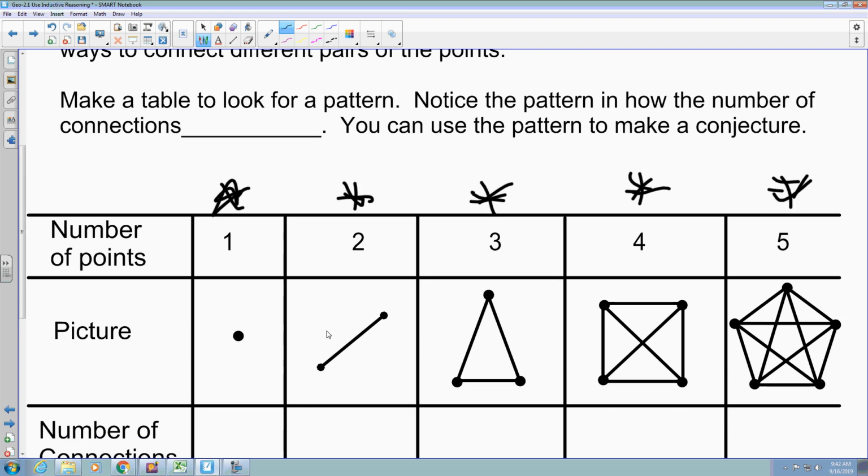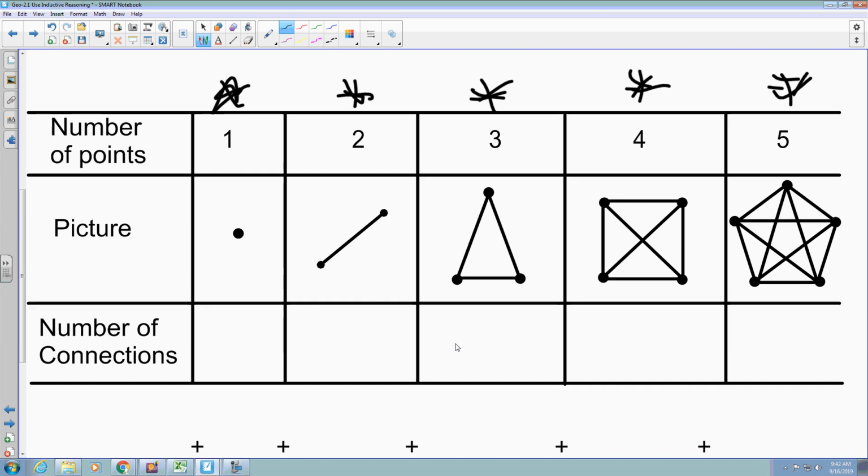So if we notice in the pattern, the number of connections increases because we have more points, you can use the pattern to make a conjecture. So right here, with 1 point, we make 0 connections just because there's no other point to make a connection with to make a line segment.